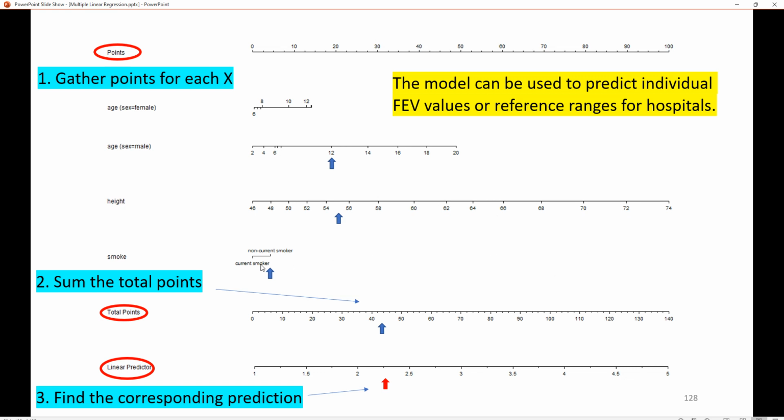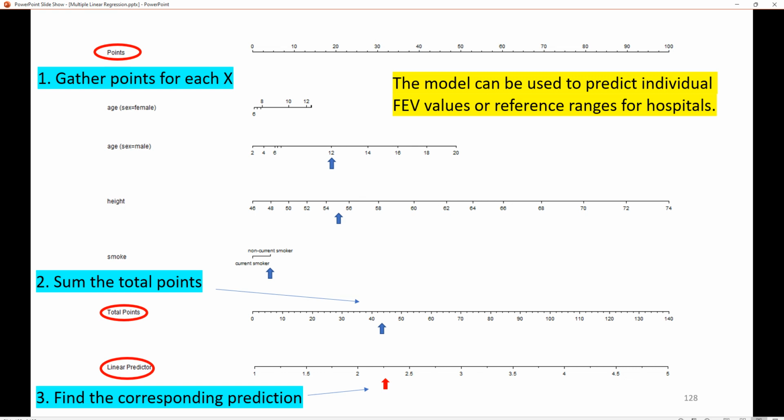Smoking, you can see, being a smoker or a non-smoker doesn't really make a big difference. It doesn't add much to your prediction. Age for boys seems to have a bigger impact than it does for girls, and that's when we think back to that interaction where we saw boys' FEV values really increase after the age of about 12.